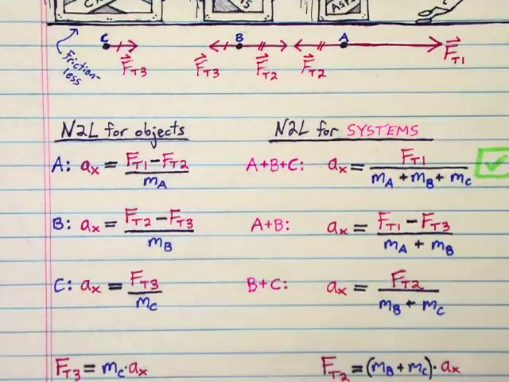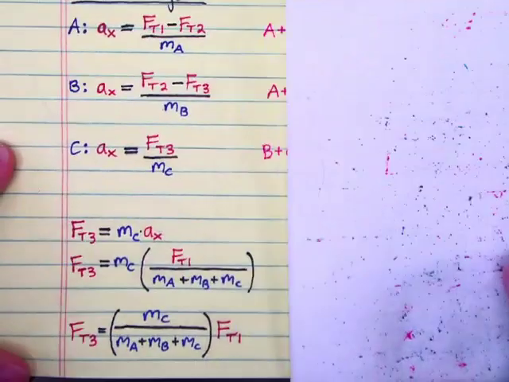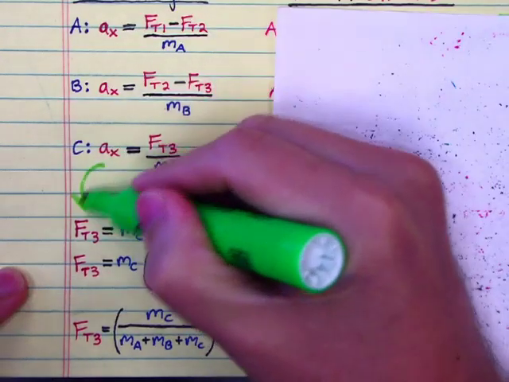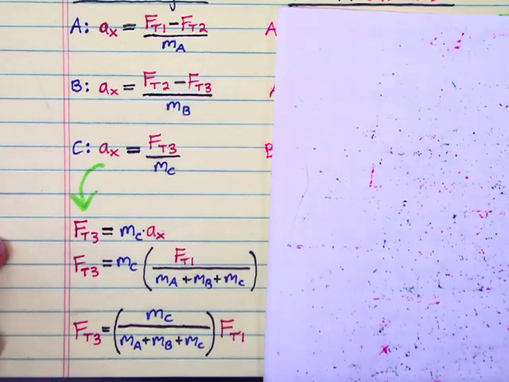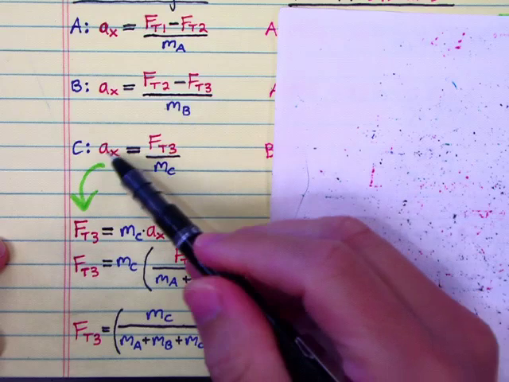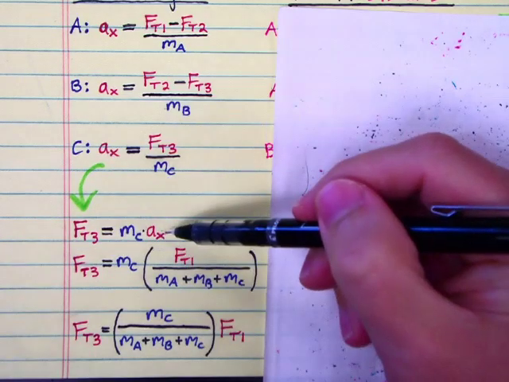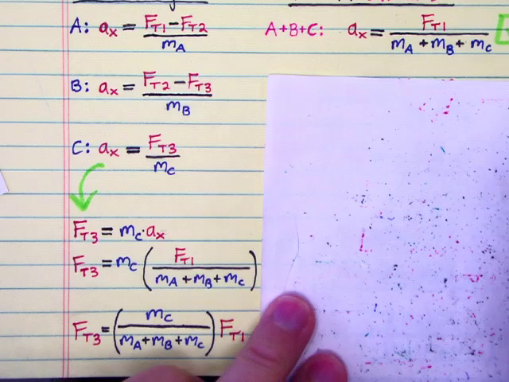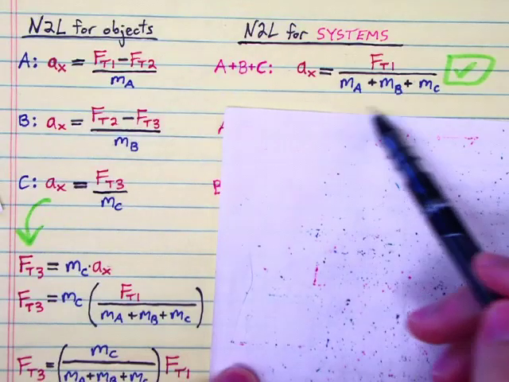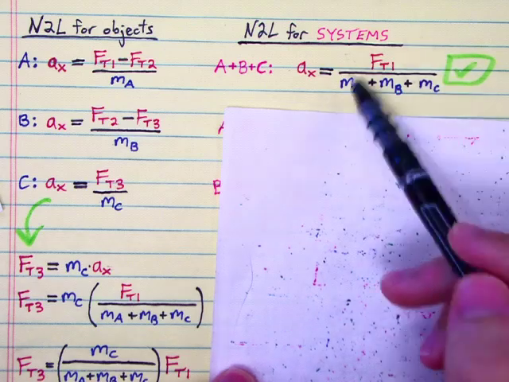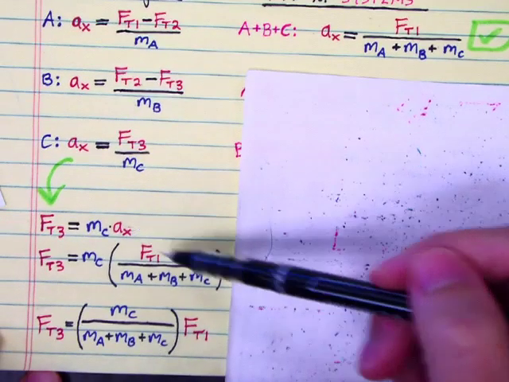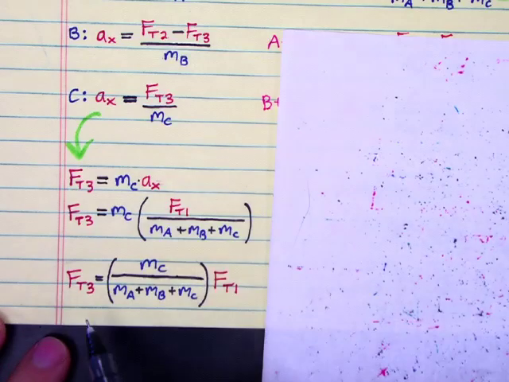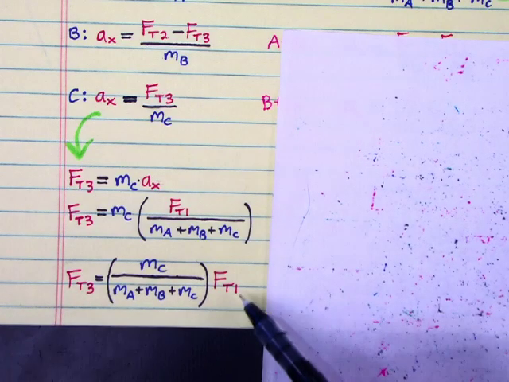So, using N2L for just this one object, for object C, let's bring that over here. We'll rearrange that to get tension 3 is mass of C times its acceleration. And the acceleration we have already solved for in step 1 right here. That acceleration is this combination of our givens right here. So I can substitute this in for that acceleration right there. And then if I just do a little bit of factoring out and rearranging, we see that tension 3 is this combination of masses times tension 1.